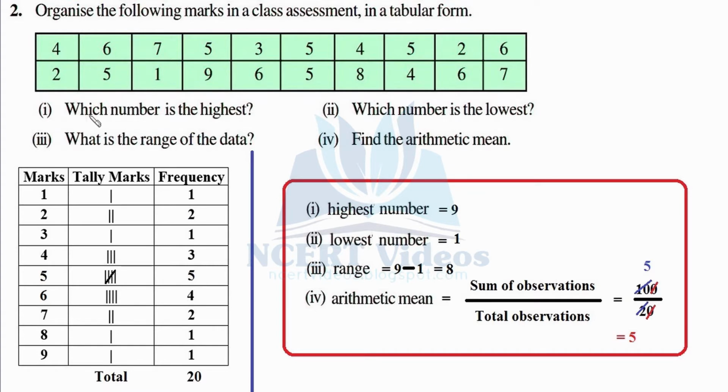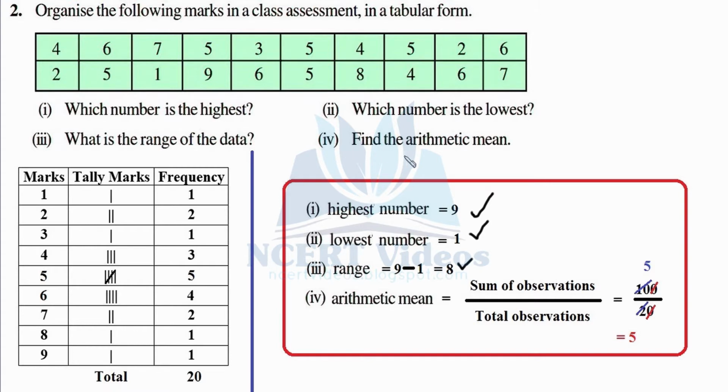So which number is the highest? As you can see, the highest number is 9, because it goes from 1 to 9. Therefore 9. Now which number is the lowest? The number which is lowest is obviously 1, because the marks start from 1. Now what is the range? Range is highest value minus lowest value, as you have learned in this chapter. 9 minus 1 is 8.